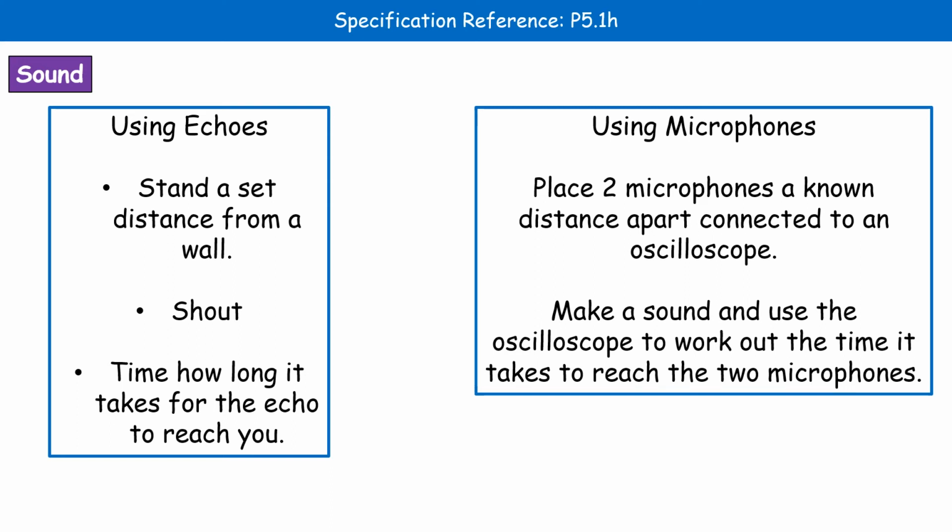Now, the key thing here is that we need measurements of distance and time, because remember, speed is distance divided by time. So what we're going to do with our little people is we're going to get them to stand a set distance apart and measure that distance using a ruler. We're then going to do something to generate a sound. In this case, it might be shouting, hitting something, anything at all that makes a sound. And then we're going to time how long it takes for the other person to hear it. Once we've got those two measurements, what we can do is distance divided by time gives us our speed.